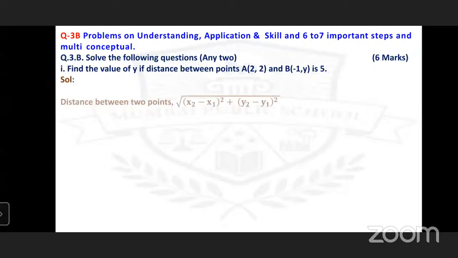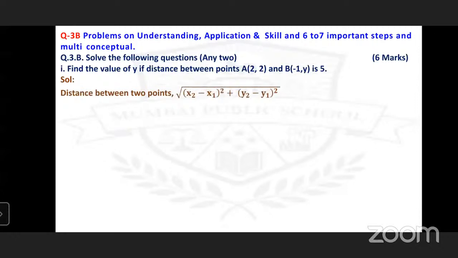Now write, the distance between the two points. The formula is under root of (x2 minus x1) square plus (y2 minus y1) square. Now from the given question, x1 is 2, x2 is minus 1, y1 is 2, and y2 is equal to y. And the distance is given as 5. So we write AB square, we take the square.